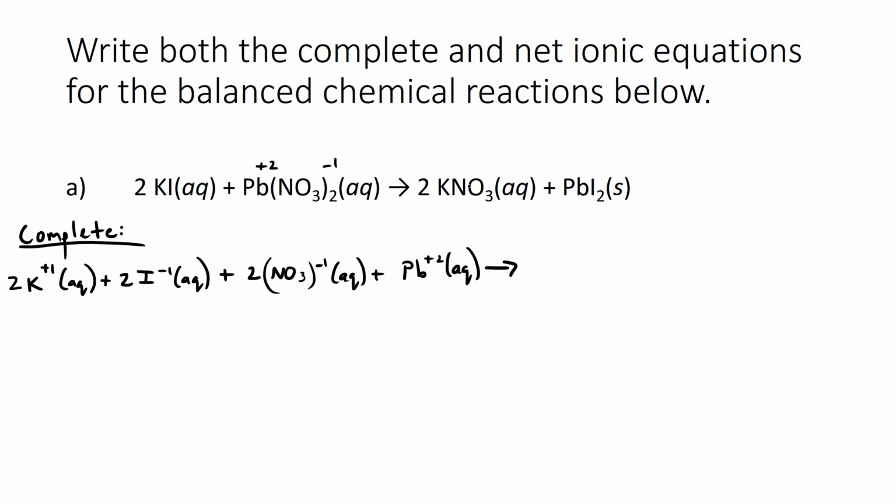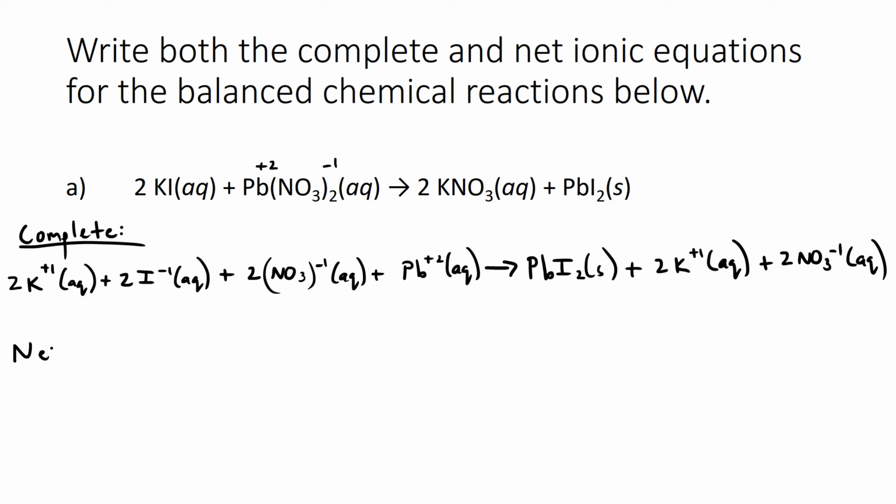Next, we have to do the product side, and I'm going to start over here with the solid. Because this is a solid, we don't have to split it up into the constituent parts. We can just say that it's going to stay as a solid. And then going back over here, we have the two potassiums with the +1 charge in the aqueous state, and we also have the two nitrates with the -1 charge in the aqueous state. So this right here would be the complete ionic equation.